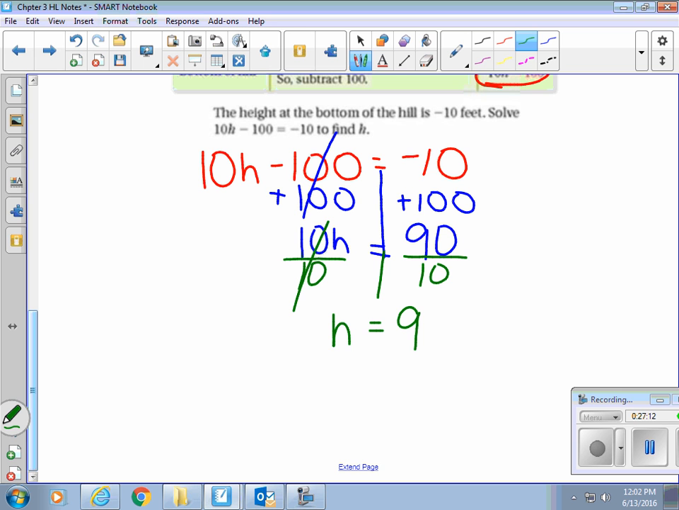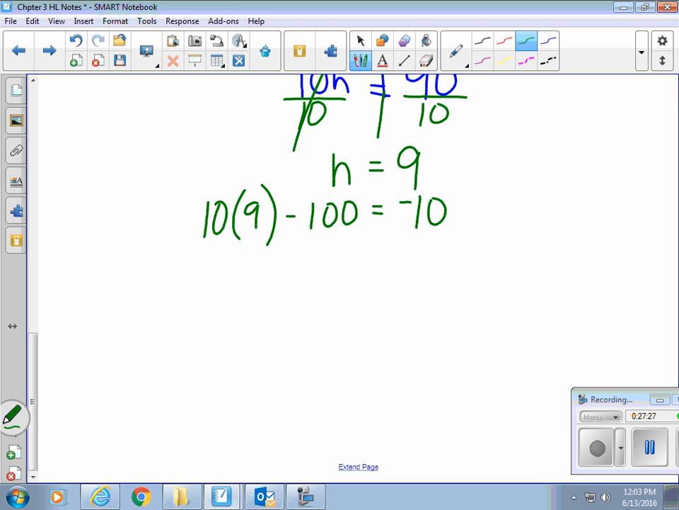And in the end, substitute to check. So we're going to substitute 9 in for h. So I've got 10 times 9 minus 100 should equal a negative 10. Order of operations means we would multiply first. So 10 times 9 is 90. 90 minus 100 should equal negative 10 if we did it correct.